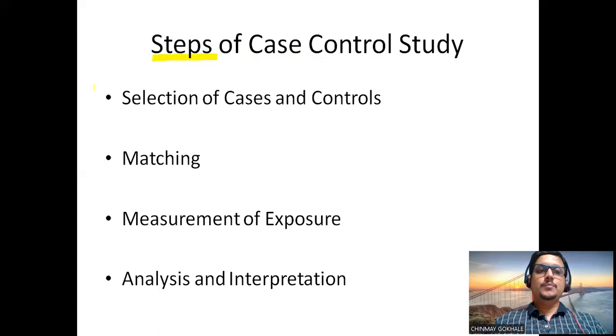There are 4 steps. The first step is selection of cases and controls. The second step is something known as matching. What is it? We will see in detail. The third step is measurement of exposure. And the fourth step is that you analyze the data that is collected and you interpret the results. Select cases and controls, match them, measure the exposure, and analyze and interpret the results obtained.